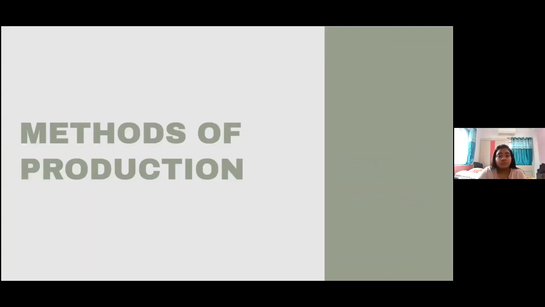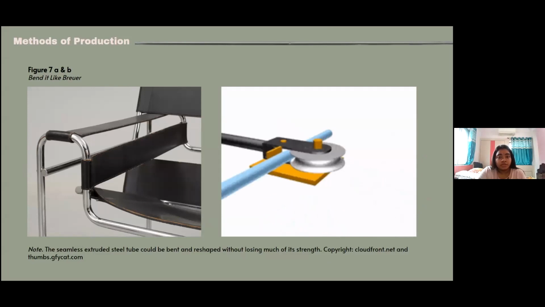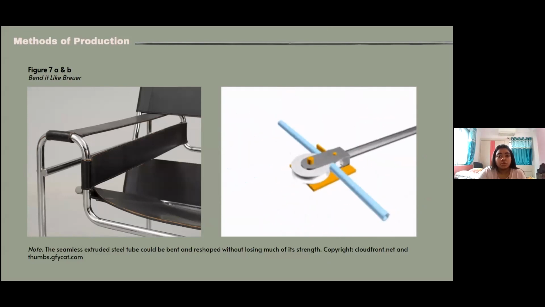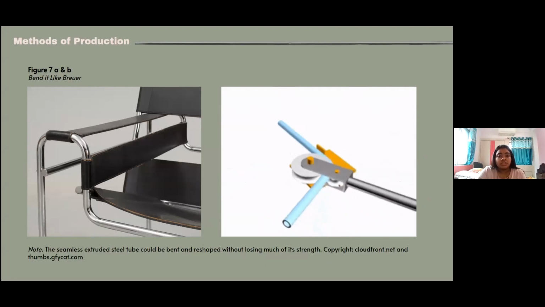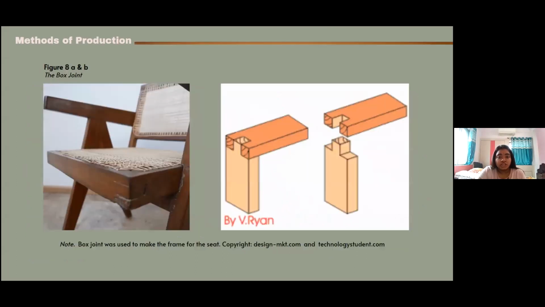Moving on to the methods of production, the GIF image on the right-hand side of this slide shows the new method of bending tubular steel used by Breuer to make the overall frame of the Wassily chair. The image on the left-hand side is an example to show the bend. In the Chandigarh chair, the teak wood was cut into the required number of pieces using hand saws in workshops and joined together using box joint as shown in the GIF.